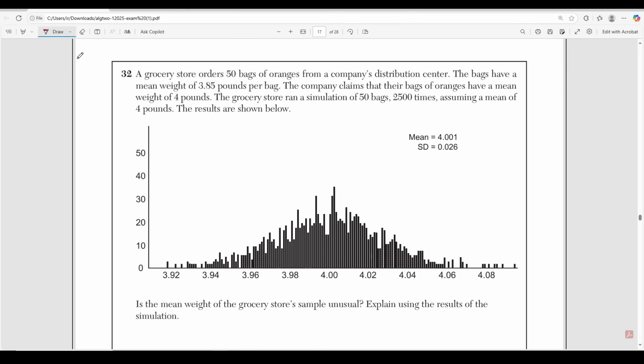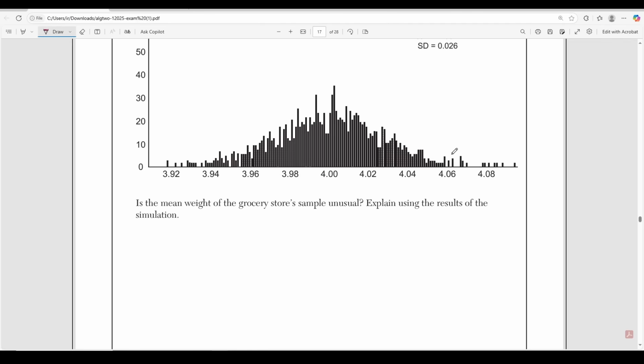So we have two different things, right? The grocery store says that they have a mean of 3.85, and the company that does the statistic test says that they have a mean weight of 4 pounds, okay? So the grocery store ran a simulation of 50 bags 2,500 times, assuming a mean of 4 pounds, and the results are shown below, okay? So the mean is 4, and the standard deviation is 0.026. Is the mean weight for the grocery store sample unusual? Explain the results of these simulations, okay?